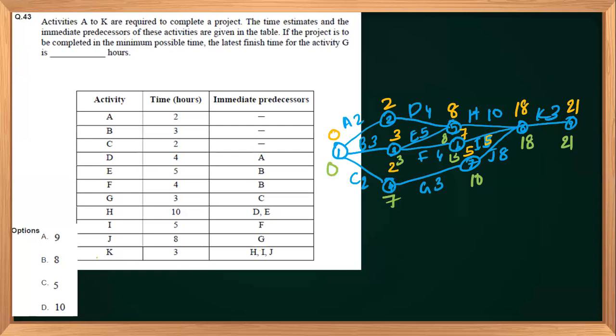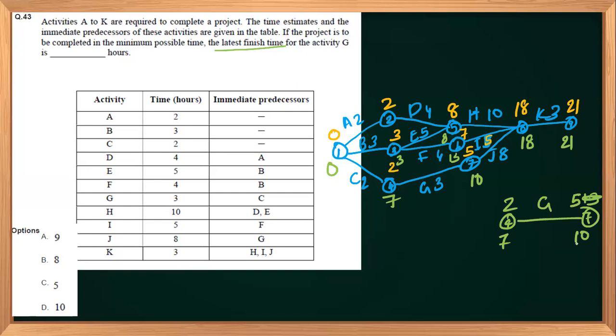So it is asking for only G. For G, what will be the latest finishing time? If I plot only G, G is from 4 to 7. This is 2, this is 7, and this is 10. 13 is 5, sorry. Now this is the earliest start, earliest finish, latest start, latest finish.